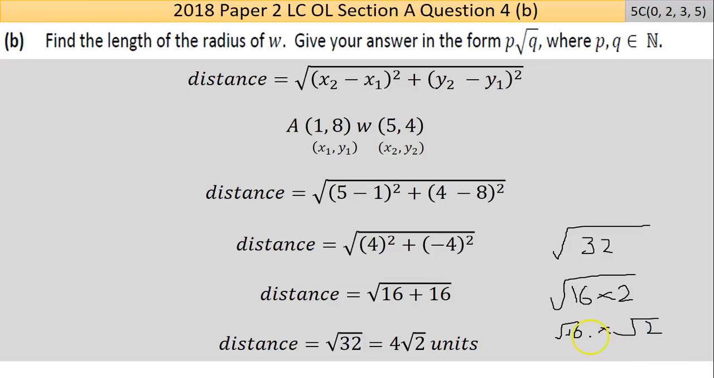Now square root of 16, it's supposed to be a 16. Square root of 16 is 4, times, now I'm not going to bother writing the multiplication symbol because it's built in, square root of 2. You can't simplify that, so I end up with 4 square root of 2. So that's in the form of p times square root of q. P being 4, q being 2. Okay, so that's part B.